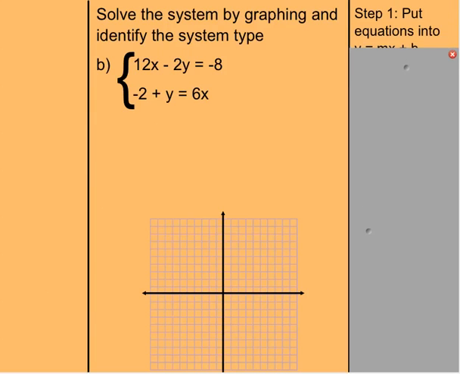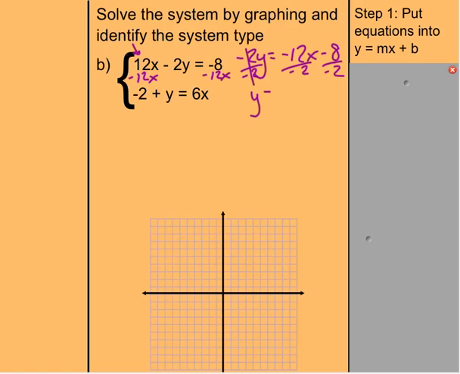Second example, we're going to start by putting the equations in slope-intercept form. So looking at my purple line, I'm going to subtract 12x from both sides. Not losing the negative in front of my 2. Dividing everything by negative 2 to solve for my y. Negative 12 divided by negative 2 is 6. And negative 8 divided by negative 2 is 4.